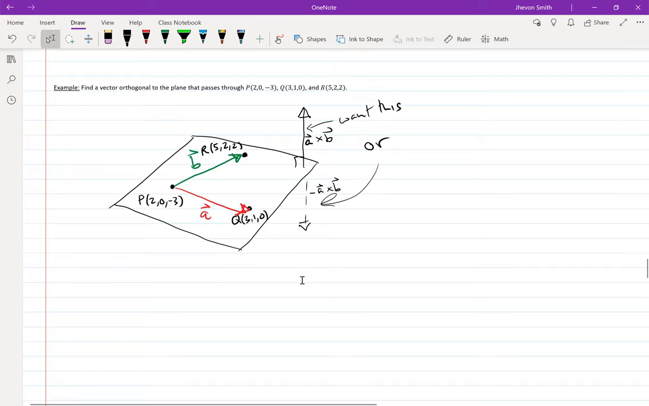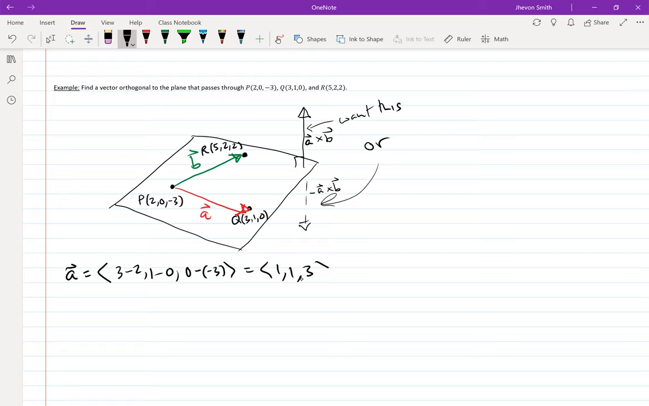So what is the vector A and B here? We looked at this, was it last class or the class before? To create the vector, you take the final point minus the initial point. So A is 3 minus 2, 1 minus 0, 0 minus 3. So A is 1, 1, 3. B is the final point minus the initial point. So it's 5 minus 2, 2 minus 0, 2 minus 3. So this is 3, 2, 5.